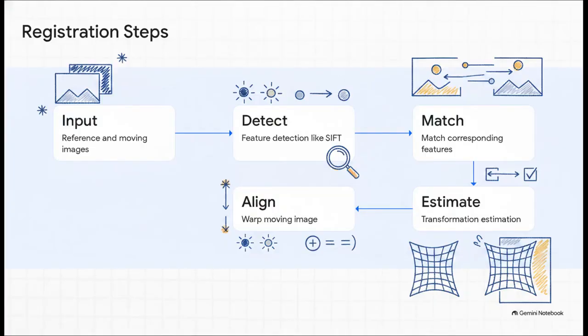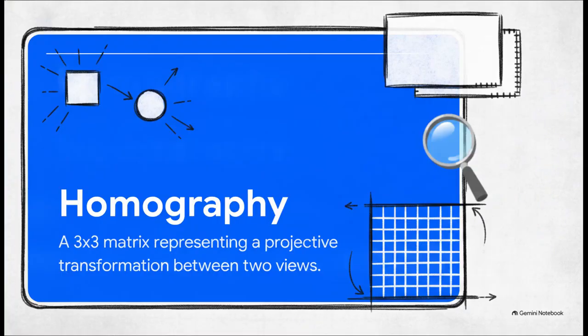The feature-based registration pipeline breaks down really logically into these steps. First, input your 2 images. Next, use algorithms like SIFT or ORB for feature detection. That's finding the really distinctive points in both images. Then, you match those corresponding features, estimate the transformation required to align them, and finally, warp the moving image into place. So what is that mathematical transformation called when we're dealing with flat surfaces?